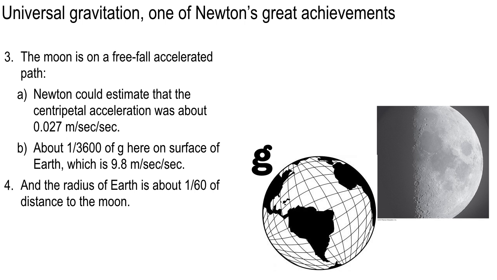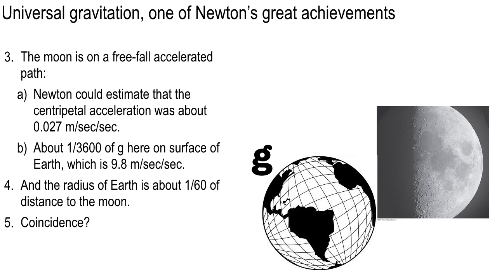The other kind of interesting thing is that the radius of Earth is about 1/60th of the distance to the moon. So here's the two things you've got. You've got distance, the ratio is 1:60. Acceleration, the ratio is 3,600 to 1. Now, 3,600 to 1, that's 60 squared, 3,600. And the question is, was that a coincidence?